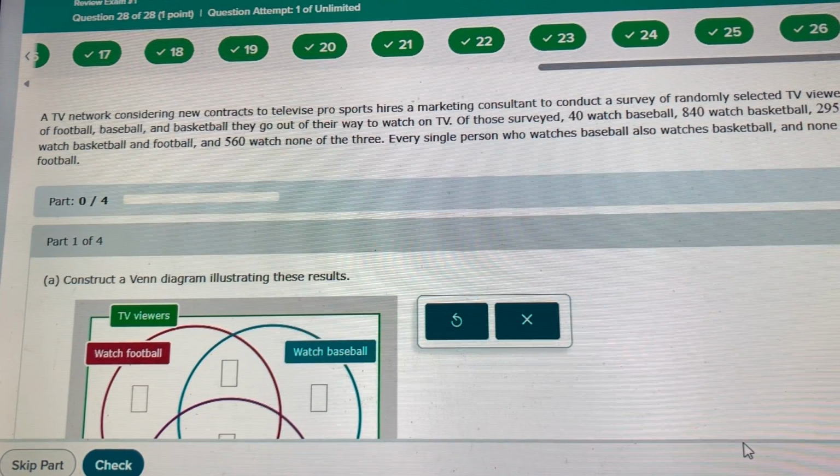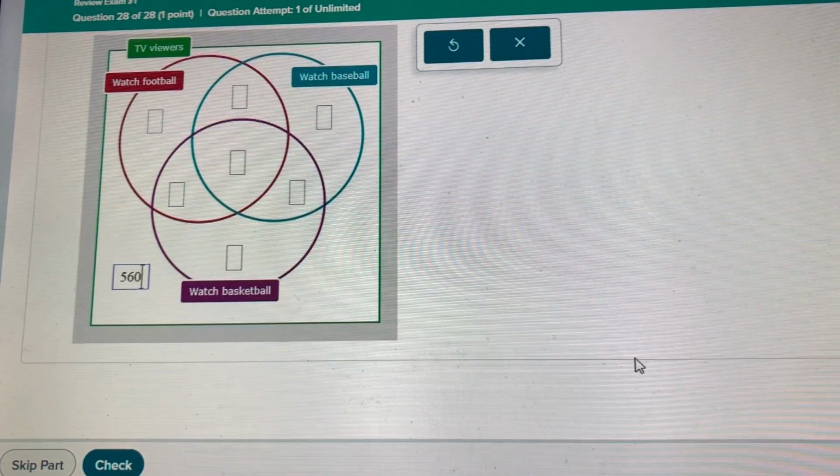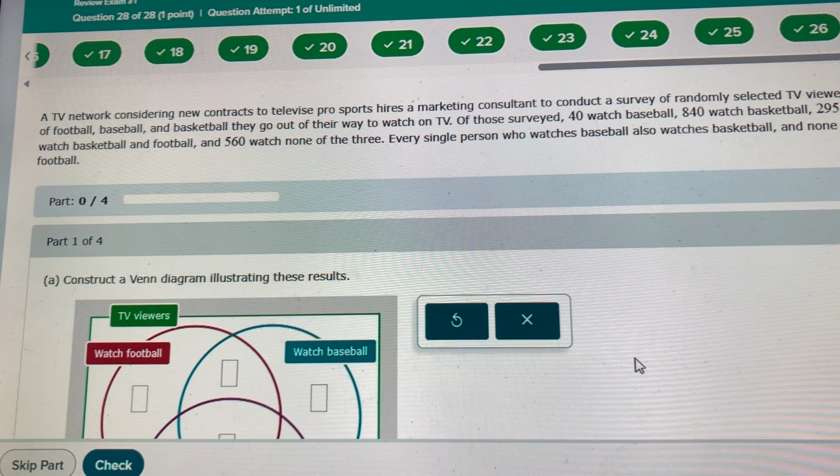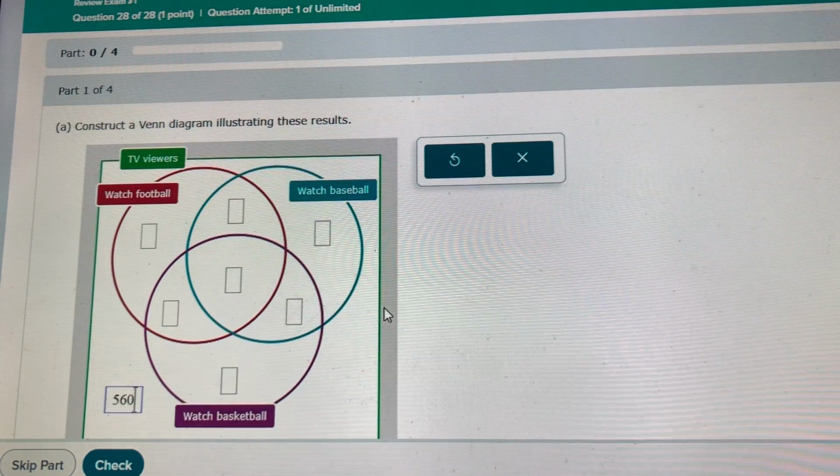Okay, so we have 40 who watch baseball, 840 watch basketball, 295 watch football, 95 watch basketball and football, and 560 watch none of the three. Did they tell? They didn't even tell us the total number either. Okay, so where is it? 95 watch basketball and football, which is these two right here. But we can't tell how many of the 95 are in either one of these two.